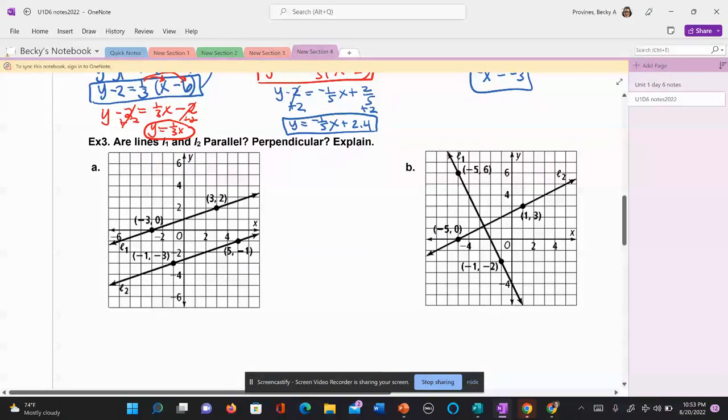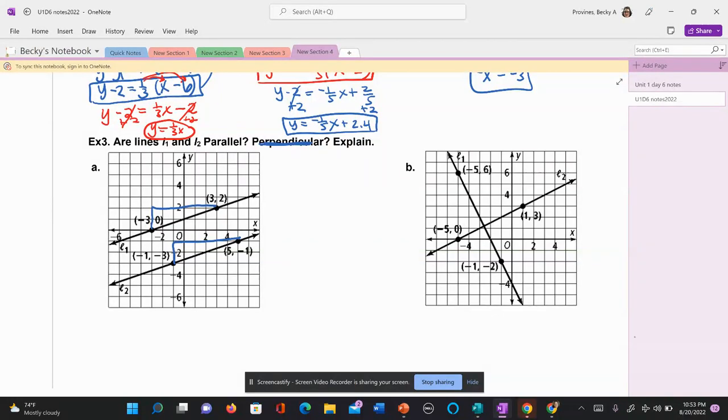Are the lines parallel, perpendicular? Explain. Okay, so when you do these, you can't just look at it. You have to do some work. So we're going to count the slope out. So we're going to count how many up and over and how many up and over. If the numbers are the same, they're going to be parallel. Obviously, they're not going to be perpendicular. I can tell you that.